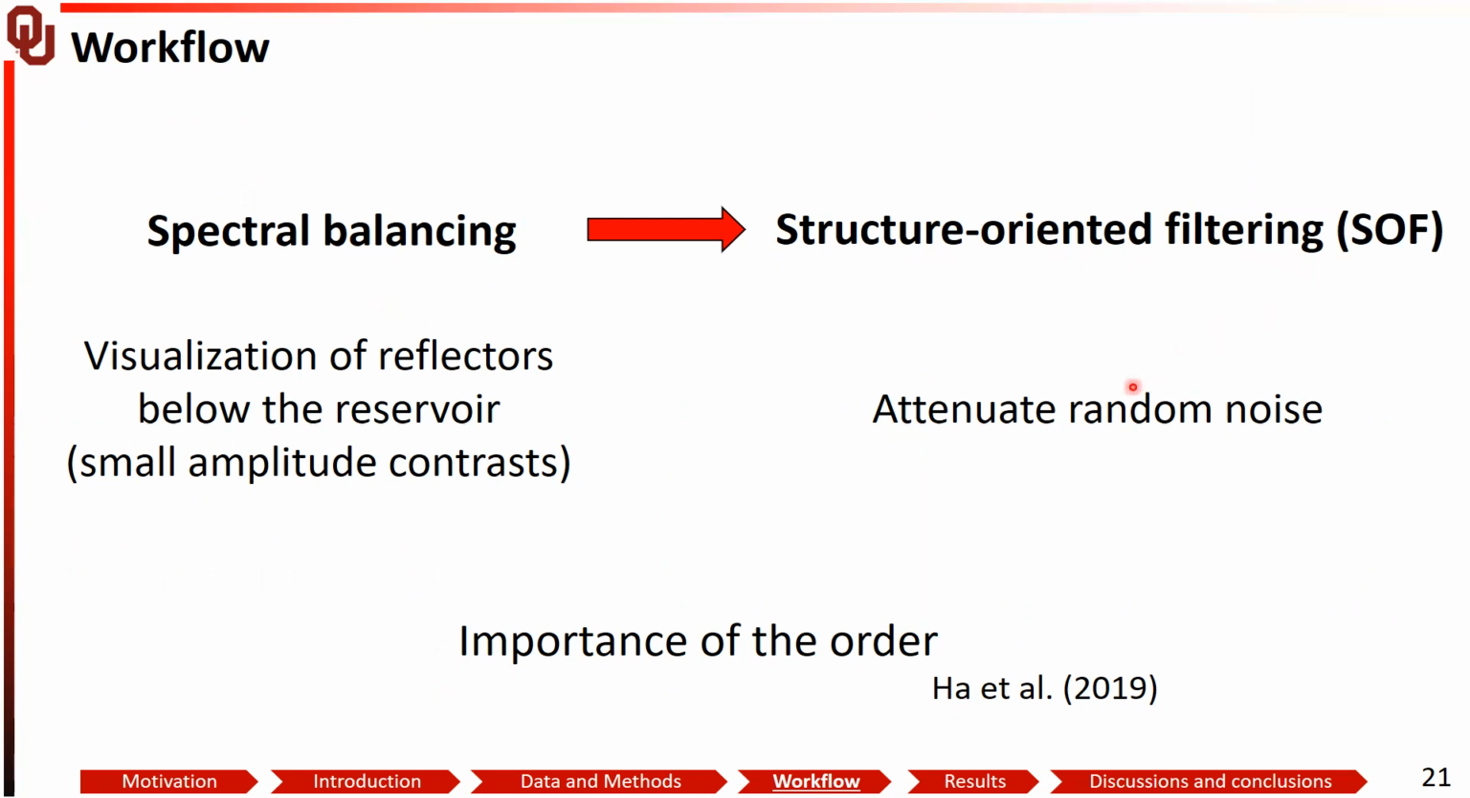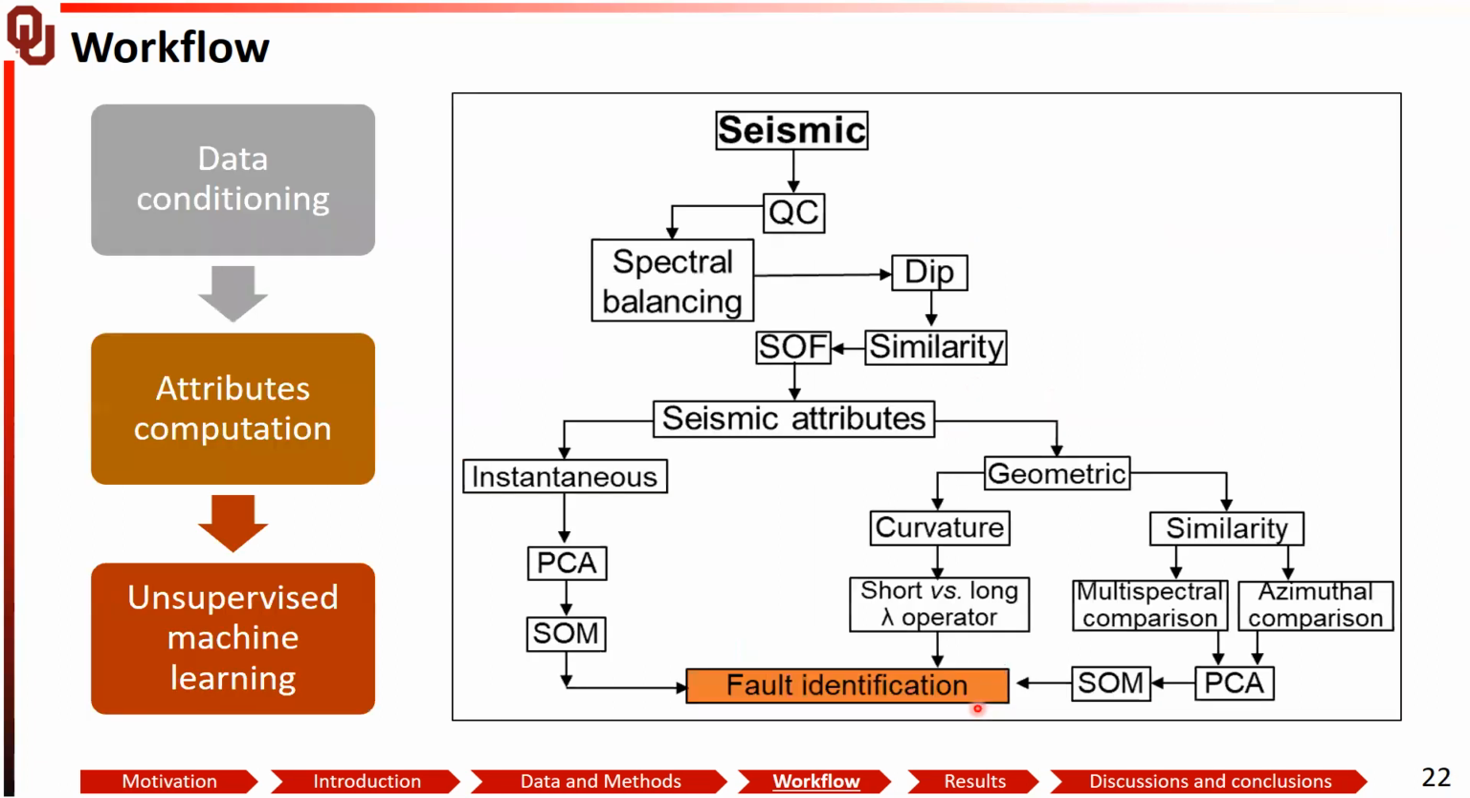I received great suggestions and comments from our group, from Dr. Marfurt, and I also have here one example of a publication that described the importance of having these two components and also keeping this order to have a better response. And so I have these three main phases: data conditioning with the spectral balancing and structure-oriented filter. Then I have the attributes computation phase, where I have the instantaneous and geometric classes with different algorithms, with different parameters that I will show in a minute. And finally, the unsupervised machine learning part, applied to also look for alternatives to improve the identification of faults.